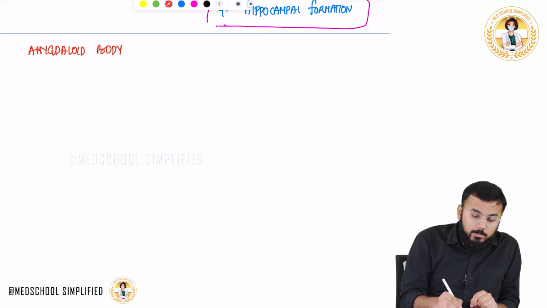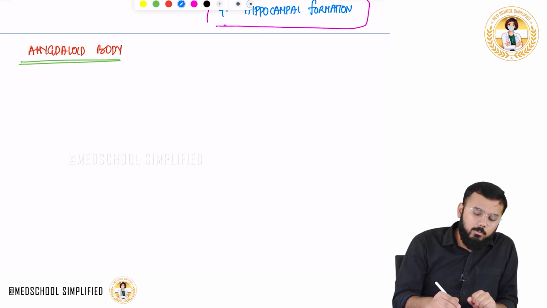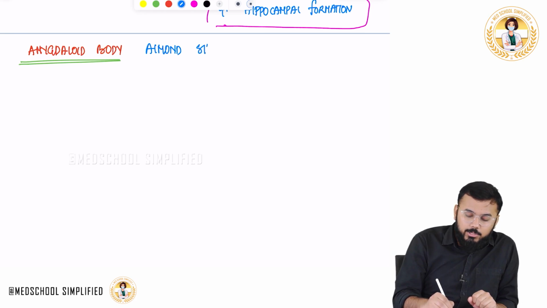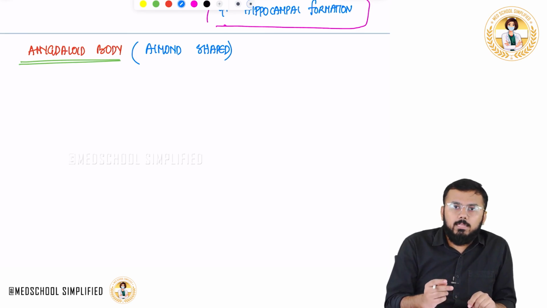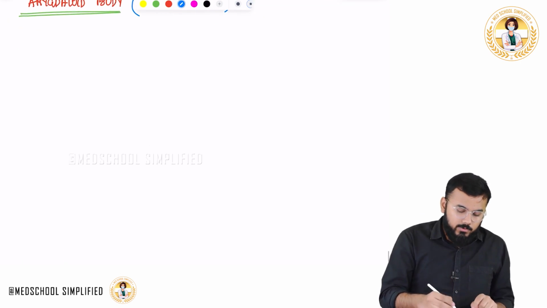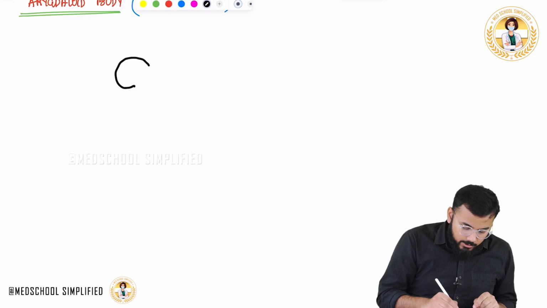Now when it comes to the amygdaloid body, the first very important thing you need to remember is that the amygdaloid body is an almond shaped body, almond shaped structure. And where is this amygdaloid body located? This amygdaloid body is located near the tail. Tail of what? It is located near the tail of your caudate nucleus. For example, let us say that this particular part is your caudate nucleus.